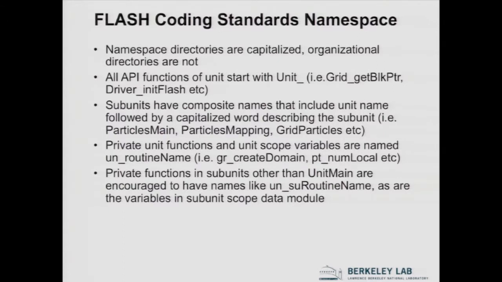Private unit functions and unit scope variables are named with two letters picked from the unit name and then an underscore. And when you have a subunit, that can become more composite. For example, gr_createDomain is a function that resides under Grid Main, but then you can have gr_pt_init, which tells you that that is a local function that exists under the grid unit and is in grid particles. What this does is, because it's a flat directory structure, and we follow a similar naming convention for the data all the way up until the kernel level, as long as people are diligently following the naming convention, just one glance at the name tells you whether that is a function, where it came from, what sort of functionality it belongs to, and what is its scope.